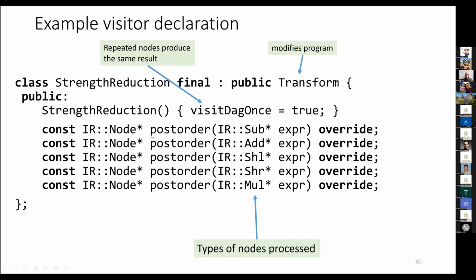And this is a declaration of a visitor. You see the strength reduction is a transform, which is a subclass of visitor. And it has, in this case, 5 post order functions. So it knows how to optimize subtractions, additions, shifts left, shift rights, and multiplications. That's what you have to implement: those 5 functions. And this visitor doesn't need to know anything about P4 programs, tables, or controls, or parsers, or anything like that. It just looks at expressions.